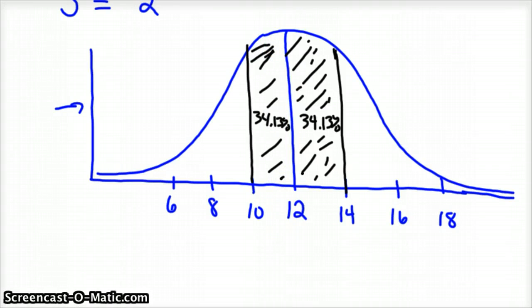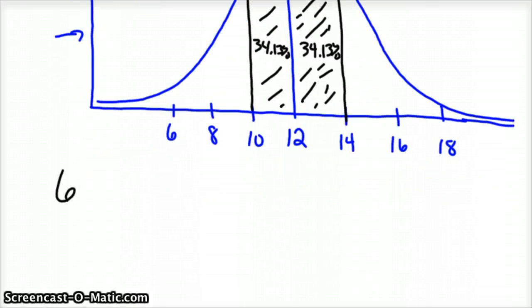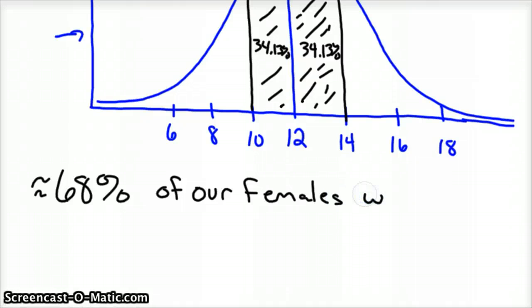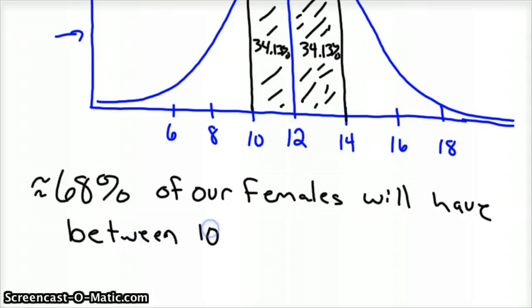So together, approximately, add them together, 68% of our female dogs, and I'll just put females, so 68% of our females will have between 10 and 14 puppies.